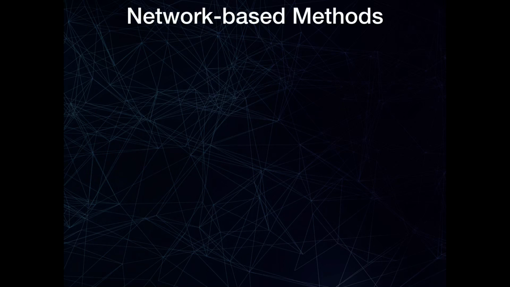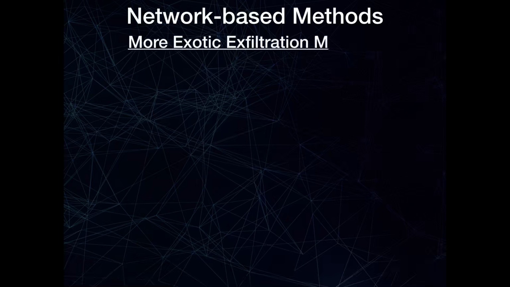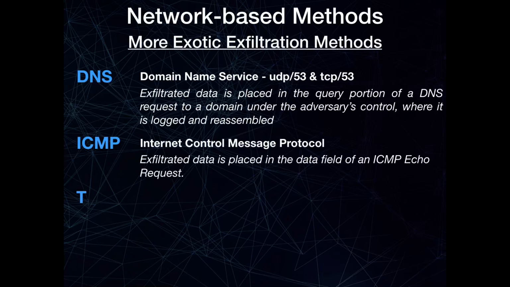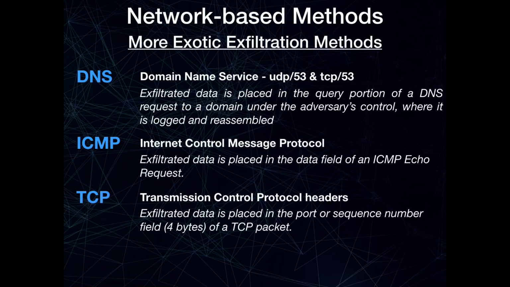In addition to those, we have some more exotic methods. For example, the DNS exfiltration technique is taking data, encoding it, and embedding it in a DNS query that will eventually end up at a DNS server that the threat actor controls, and he will just simply log those transactions and reconstruct the data. ICMP is also embedding data in an ICMP packet. The threat actor would simply ping a host that he controls, log all of those packets, and then reconstruct the data.